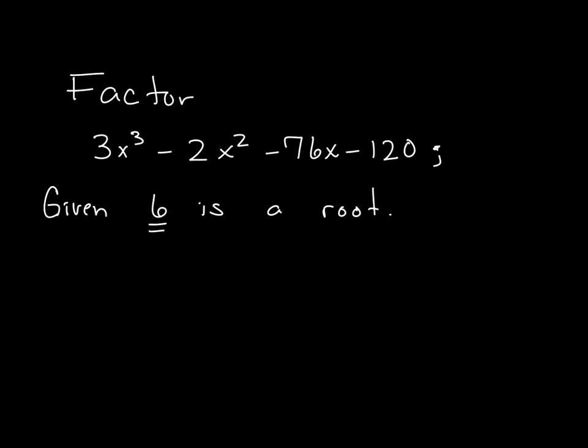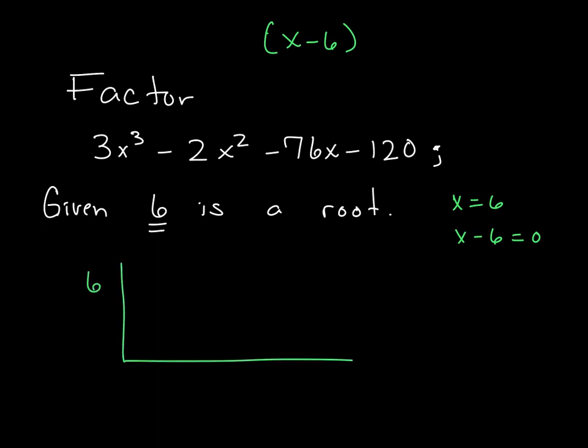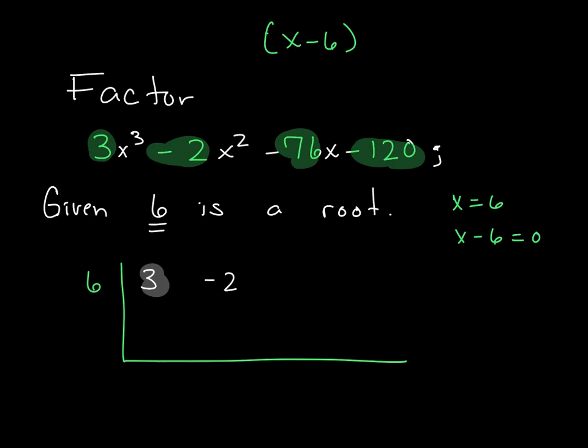I'm also going to save myself a little time, and since I know that 6 is a root, that means x is equal to 6, or x minus 6 is equal to 0, so one of my factors is x minus 6. I synthetically divide by 6. Now I go through and I take all of the coefficients in my polynomial and I bring those down. So now I have 3, -2, -76, and -120.